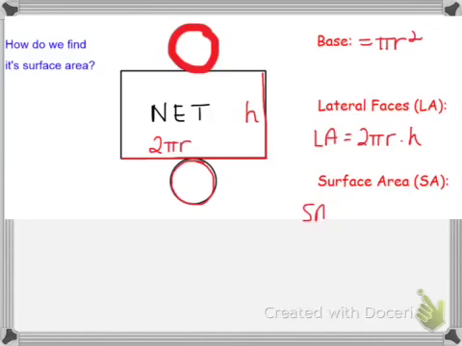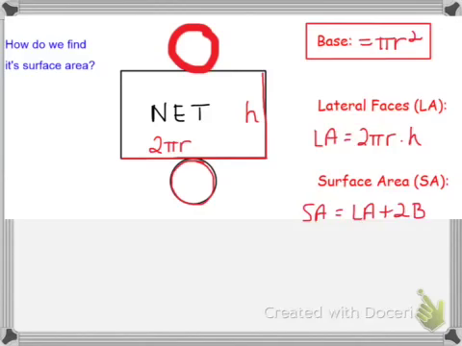Now the surface area is basically just a total of all of the areas of all the shapes that you've been finding. So your surface area would be your LA plus 2 of your bases. Now keep in mind we only wrote down the formula for 1 base up at the top, so we need to make sure to double it when you find your total surface area.